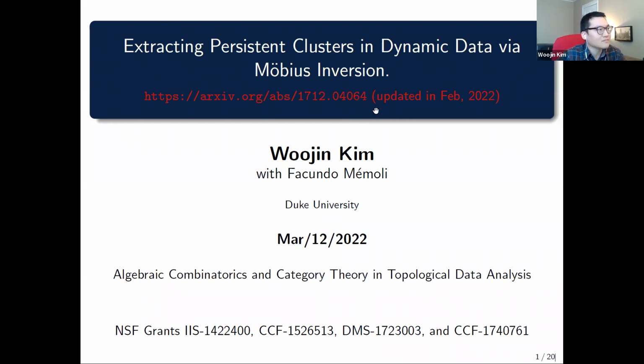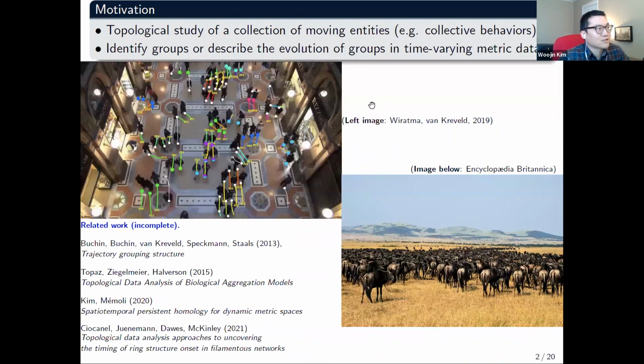So the motivation is the topological study of collective behaviors or collections of moving entities. More specifically, we would like to identify groups or describe the evolution of groups in time-varying metric data. This picture is taken from work by Buchin and van Kreveld. This is a snapshot of the video surveillance in an art gallery. The authors are trying to identify groups by analyzing trajectory data extracted from this video.